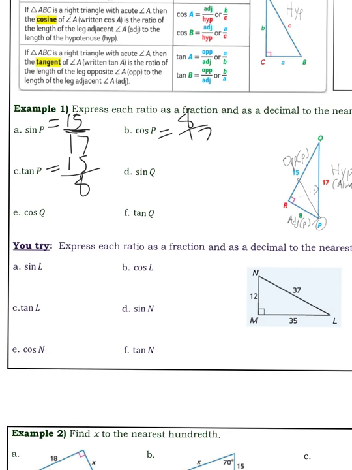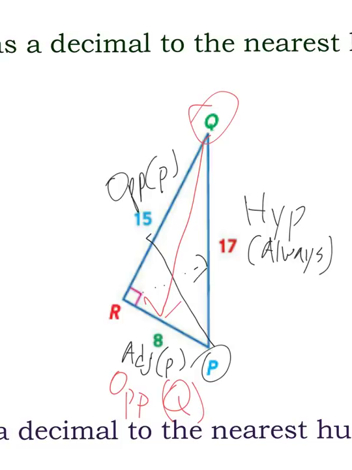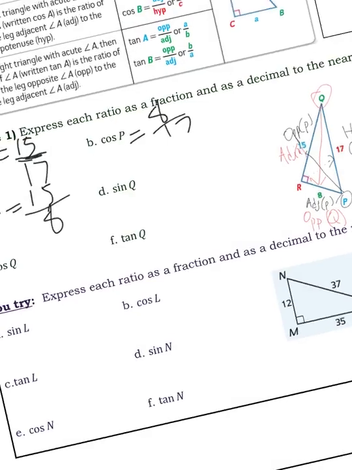Now, I'm going to look at sine Q, and cosine Q, and tangent Q. I'm going to look from angle Q is what I should have said. So here's angle Q. What is opposite of angle Q? 8. So this is opposite of Q. So that makes 15 adjacent to Q now. And the hypotenuse stays the same again because it's always the hypotenuse. So let's see how that changes our answers.